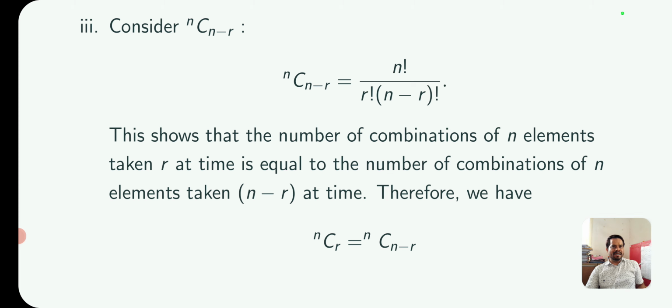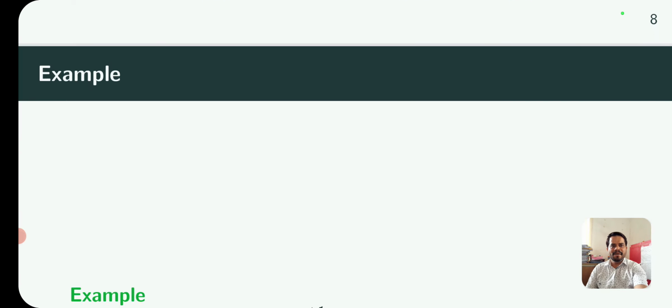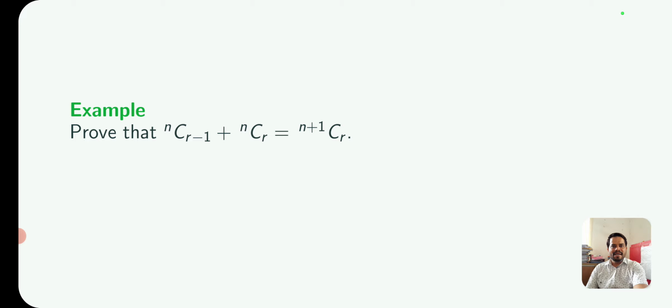Now let us see one example. Prove that nC(r minus 1) plus nCr is equal to (n plus 1)Cr. This is a very obvious result. You just have to apply the definition of a combination, take the left hand side and prove that it equals the right hand side.